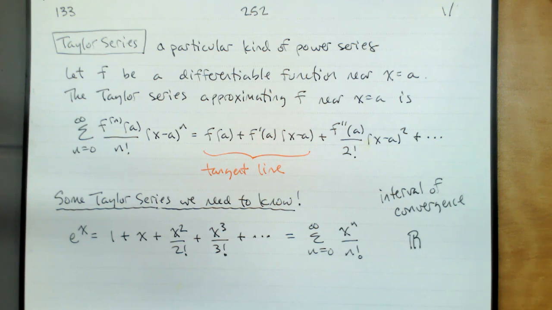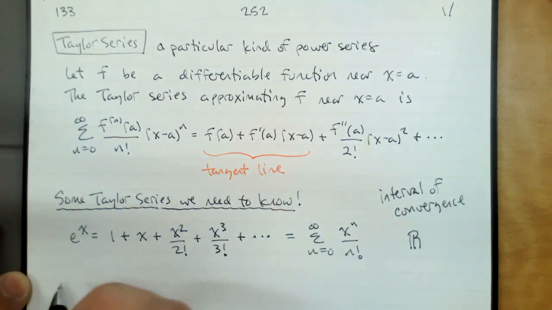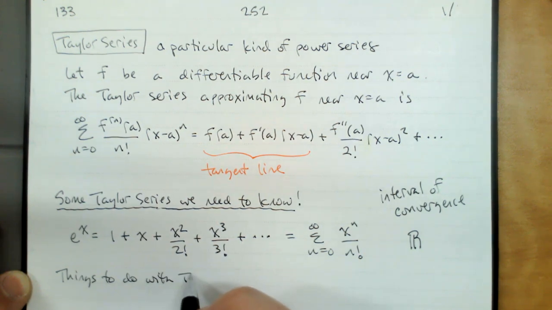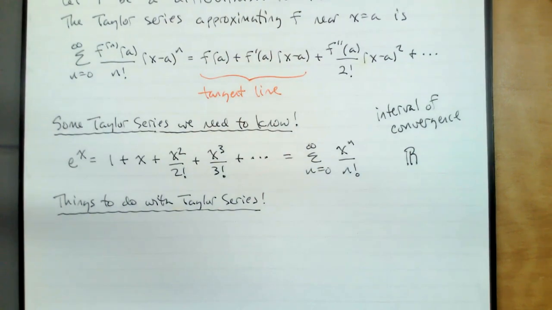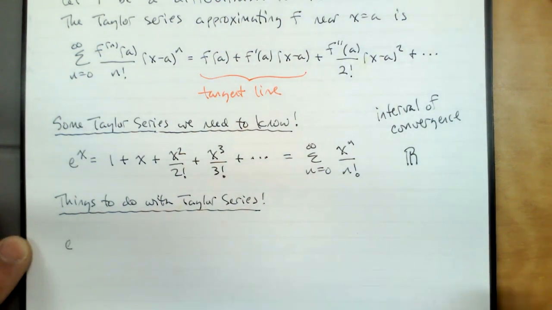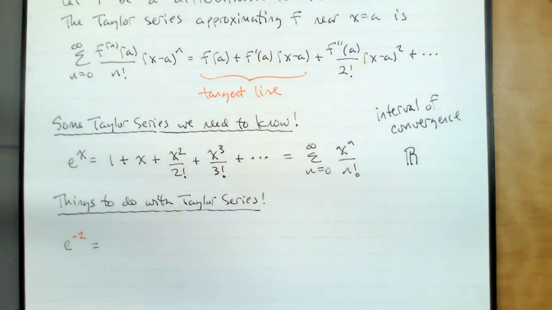So there are some things that we need to know that we can do with these Taylor series. Then we're back to some more Taylor series. We can treat them just like we would a function. So if I have e to the negative 2, all I've done is plug the negative 2 into the e to the x. I can take that same negative 2 and put it into the Taylor series.